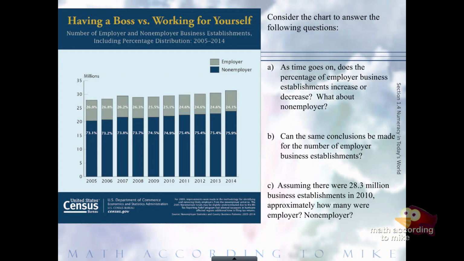All right, take a glance at this chart that we have here that compares employer and non-employer percentages. In part A, as time goes on, does the percentage of employer business establishments increase or decrease? And what about non-employer? Well, notice the employer ones are the grayish color, and we start at 26.9%, and we get closer to 24.1%. And as time goes on from 2005 to 2014, it appears that the employer business ones decrease.